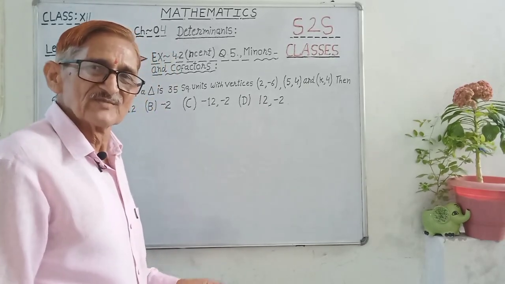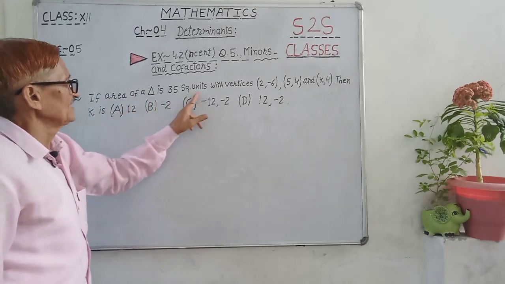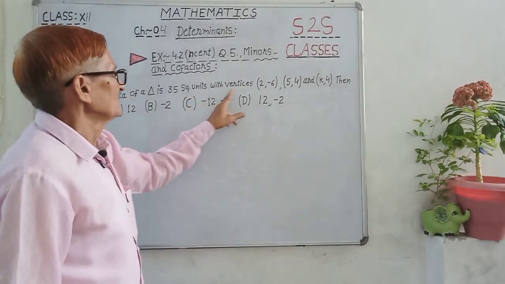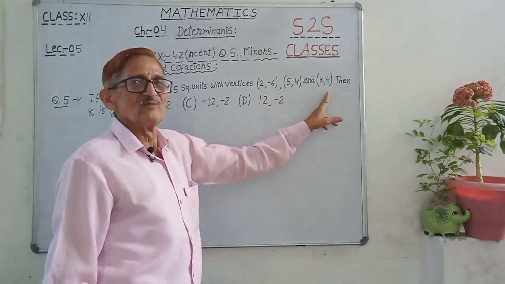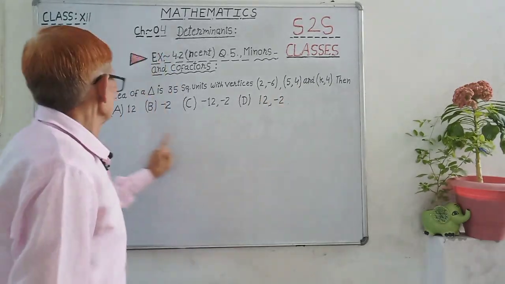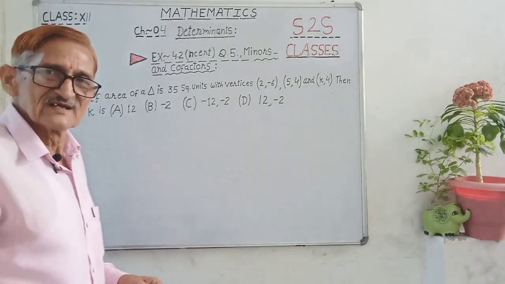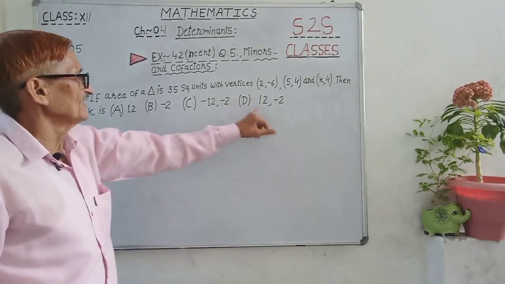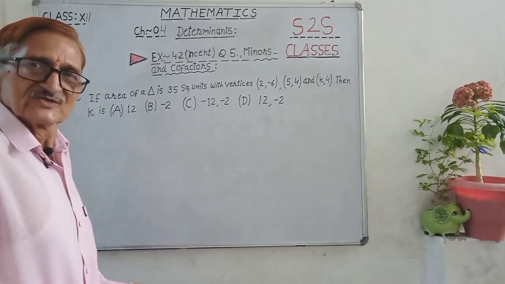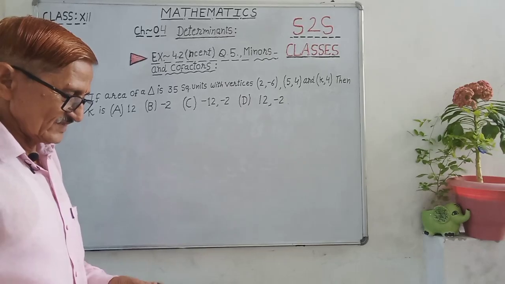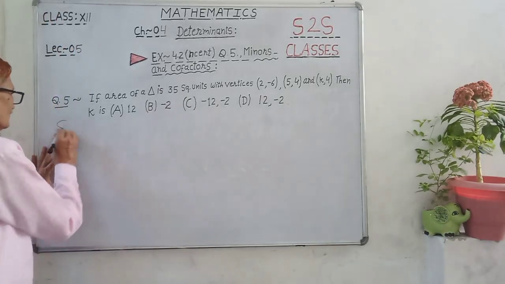Question number 5 is: if the area of a triangle is 35 square units with vertices (2, -6), (5, 4) and (k, 4), then k is? The options A, B, C, D are given, and we have to check which is correct. Now in this solution, the area of the triangle is given.